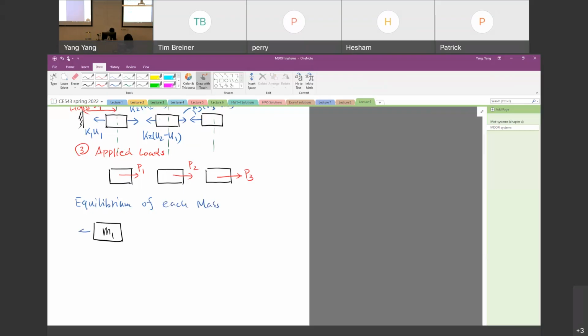The first one, we have a spring force going to the left and a spring force going to the right. These two spring forces are different. And we have an inertial force. And don't forget the inertial force, because that's the major difference between static and dynamic analysis. And we have the external force, and that's P1.